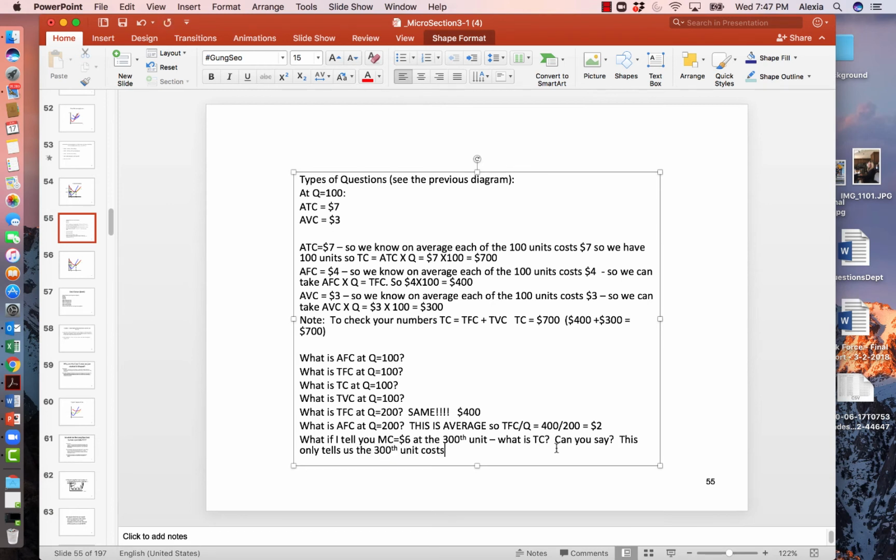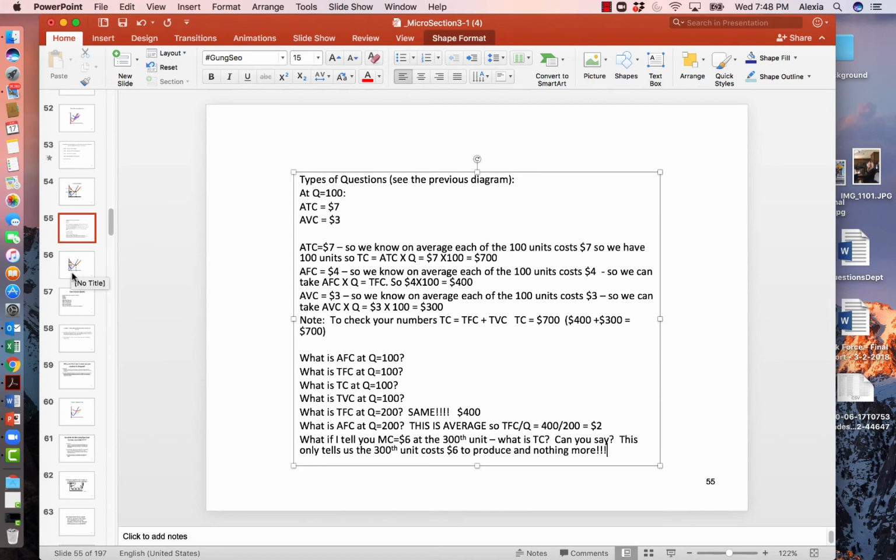What if I tell you marginal cost at the 300th unit is $6? What is total cost? So this tells us the 300th unit costs us $6 to produce, right? That's what it tells us. And that is it. It doesn't tell us anything else.